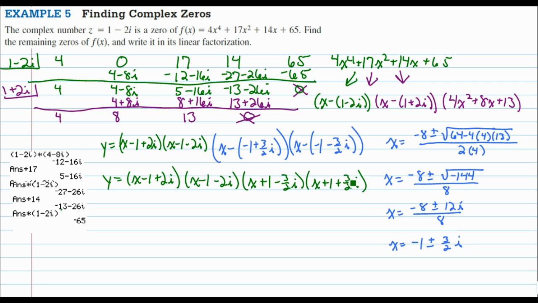And we can't leave fractions inside of the parentheses in our factorization. So I'm going to factor out again a 1/2. So I'm going to get rid of the denominator in each of those parts. So y equals x minus 1 stays the same, plus 2i. x minus 1 minus 2i.